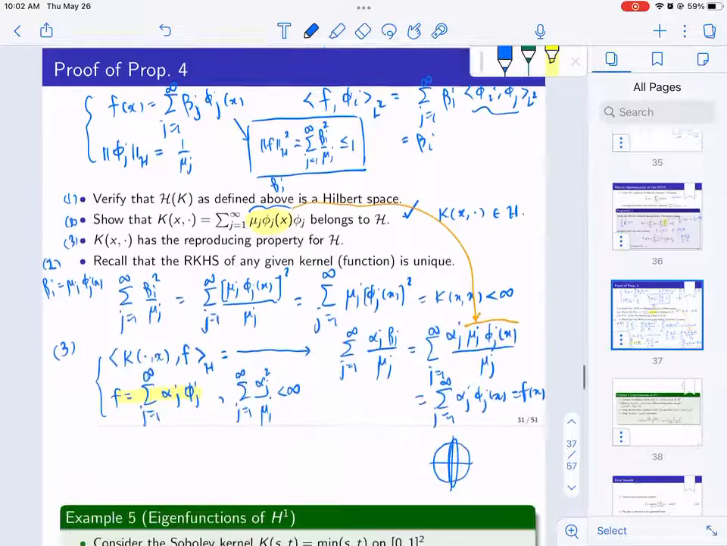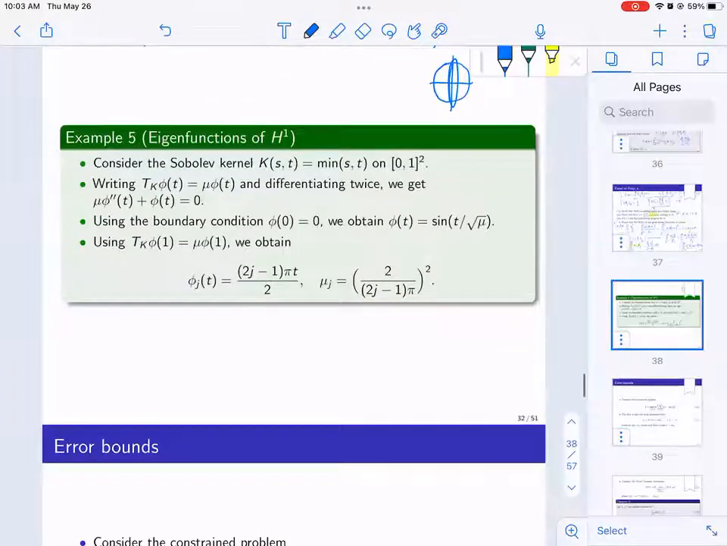No questions. Okay, so here's an example. If you look at the Sobolev kernel that we looked at as a running example, min(s,t) on 0 to 1, you can write down the integral. So the eigenfunctions of the integral operator have to satisfy this. Remember, this is just basically the kernel, which is min(s,t) times phi(s) ds from 0 to 1.